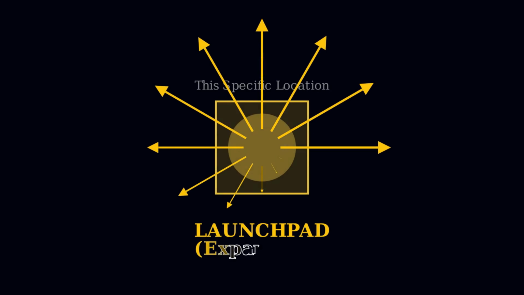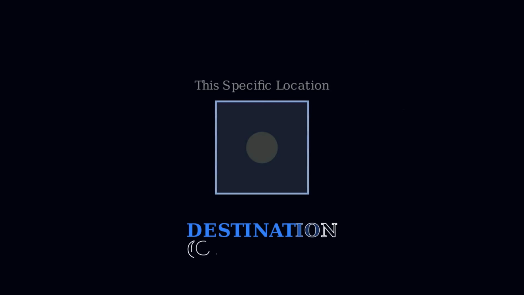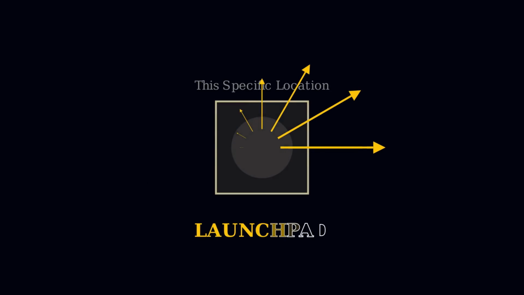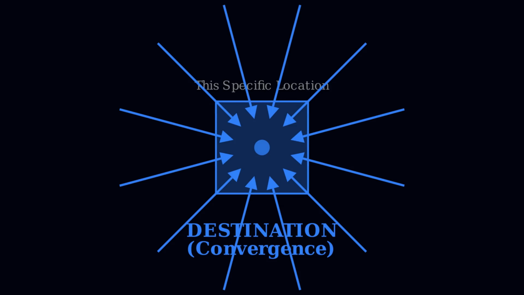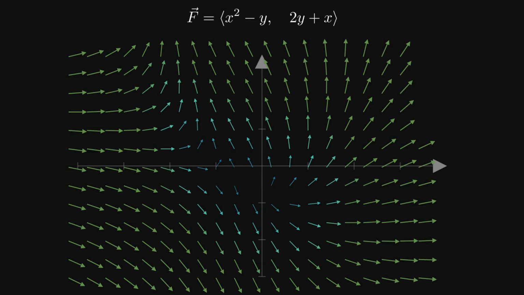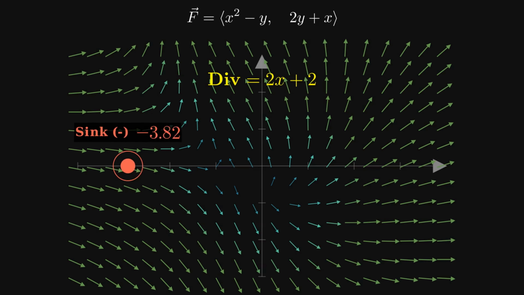Ultimately, the math is just asking one simple physical question. Is this specific location acting as a launch pad for expansion or a destination for convergence? We are visualizing divergence, the measure of expansion. Our math predicts a divergence of 2x plus 2.